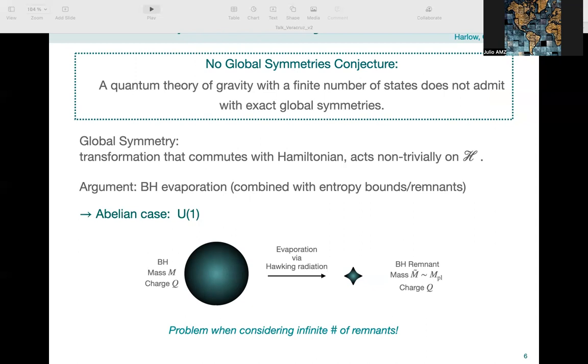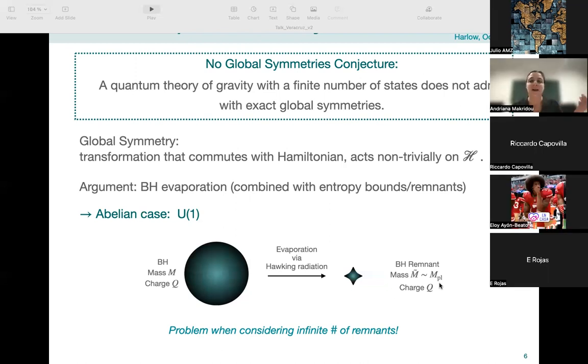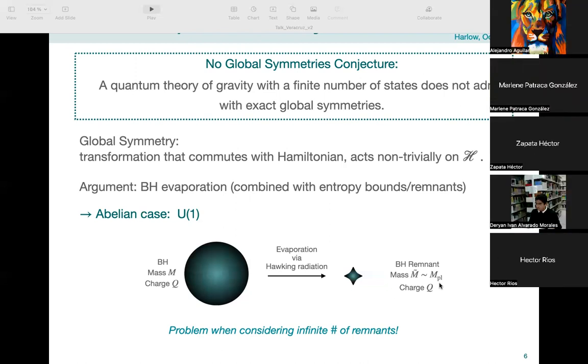So the final object that arises either has charge Q or doesn't have charge Q. If it doesn't, we have no conservation of charge. This is an inconsistent theory. Or it has charge Q. And at some point it has some mass, whatever, close to the Planck mass, where the black hole evaporation procedure will stop. And then we are saying, okay, this is a black hole remnant, and now people are claiming that remnants are bad. Of course, this is not 100% bulletproof. I have heard many arguments about why remnants are bad. The main argument is that you can play this game with any charge.